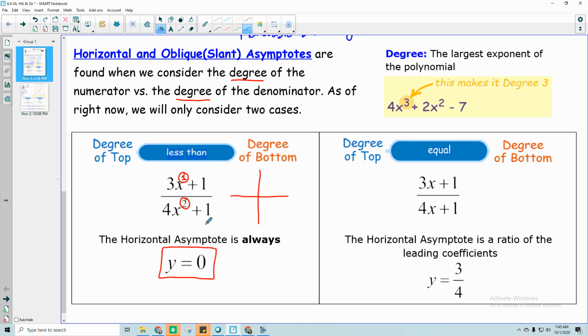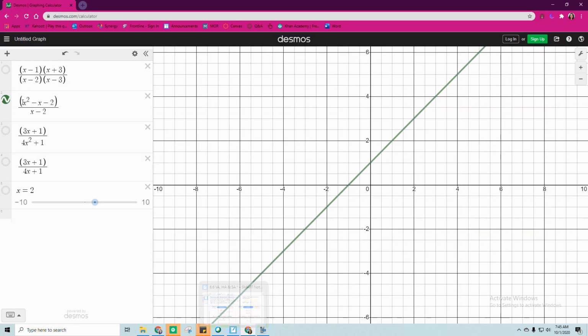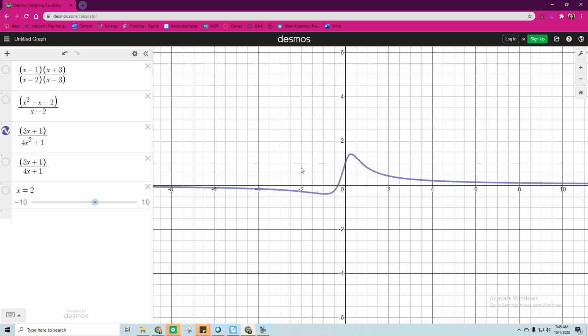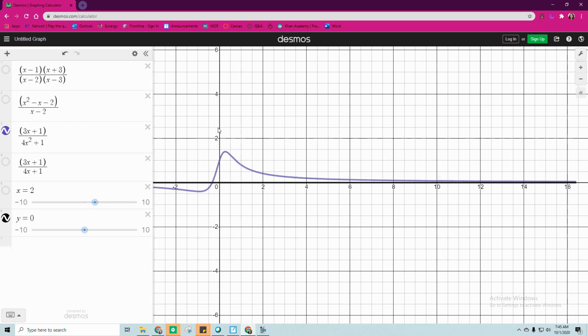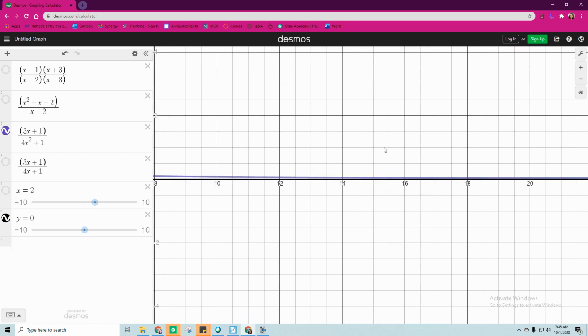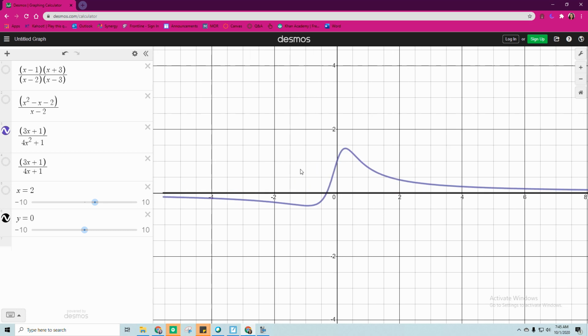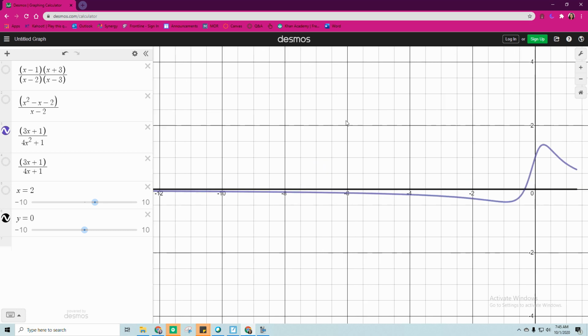I'm expecting to see, before I even graph this, if I go to the y-axis and draw a horizontal line at y equals 0, this is where the asymptote should be. So let's graph this to see for sure. We have this function here, and if I put in the asymptote y equals 0, yes, our function is following that towards positive infinity in this direction and negative infinity in this direction.